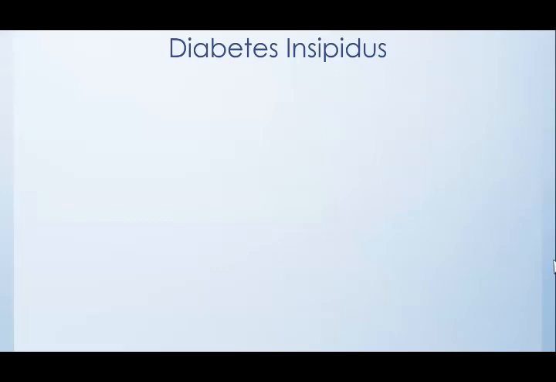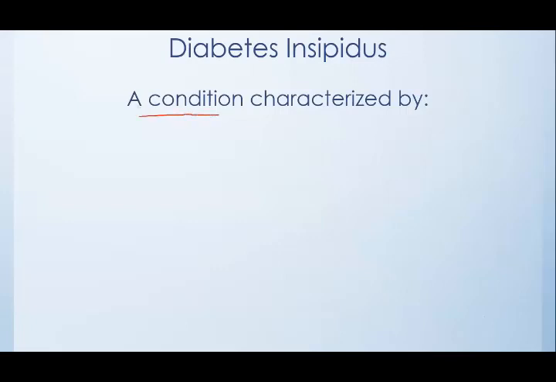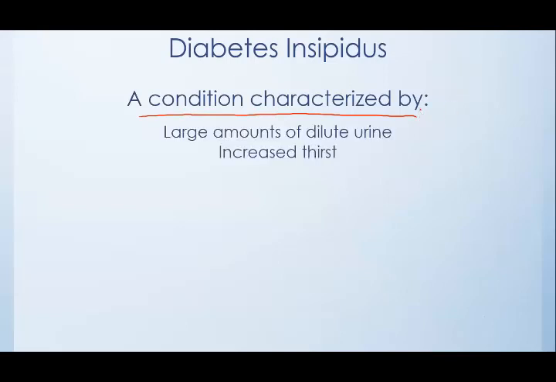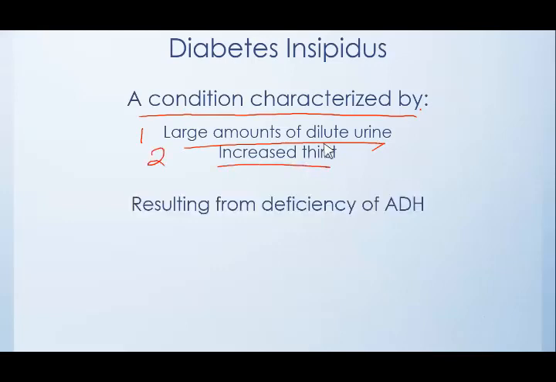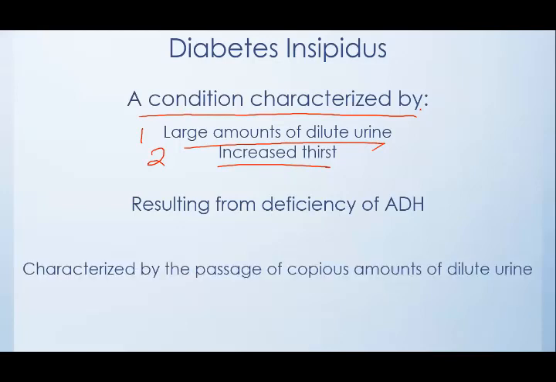Diabetes insipidus is a condition characterized by large amount of dilute urine and increased thirst, resulting from the deficiency of ADH.